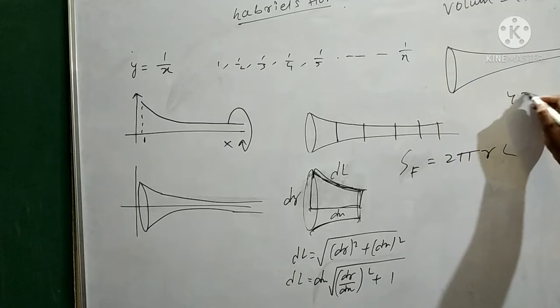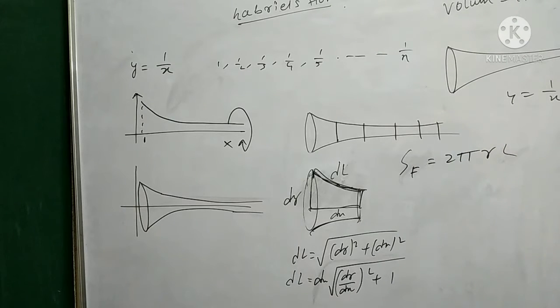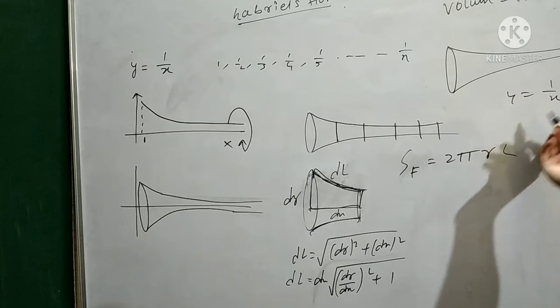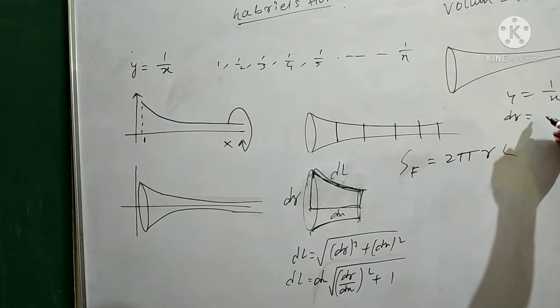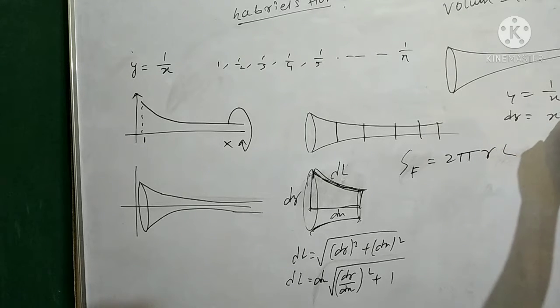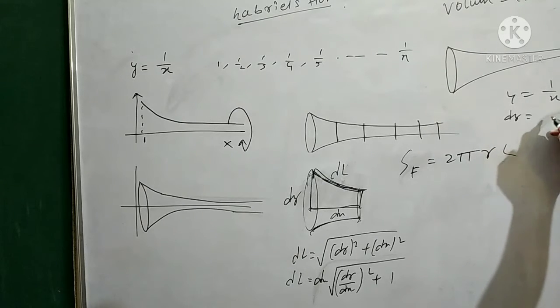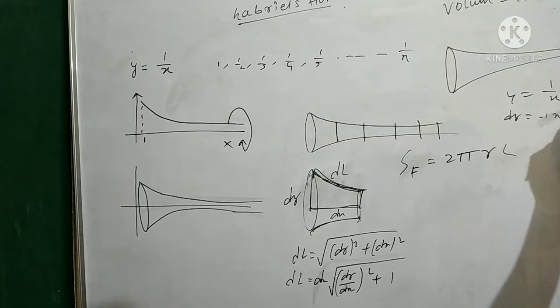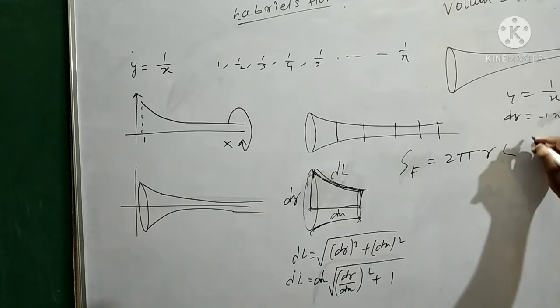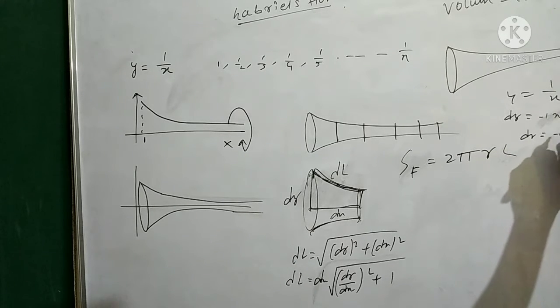So here the function is y equals 1 upon x, and if I differentiate this function, dy is equal to x to the power minus 1, that is minus 1 x to the power minus 2 dx, and dy will be equal to minus 1 upon x square dx.